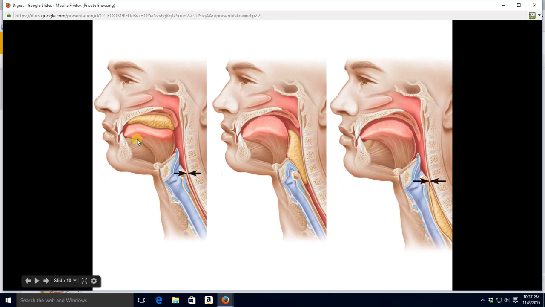As deglutition happens, as the bolus of food is pushed backwards, the uvula has got to pop up to shut off the nasopharynx. It doesn't have to move that far, as you can tell. And the epiglottis has got to slam down to close off the opening to the larynx. And that allows the bolus of food to enter the esophagus. And then once the bolus of food has bypassed the larynx and the epiglottis, because it is elastic cartilage, it will snap back up. The muscle in the soft palate is going to relax, and the uvula is going to drop back down.